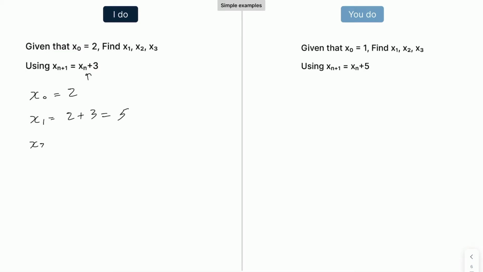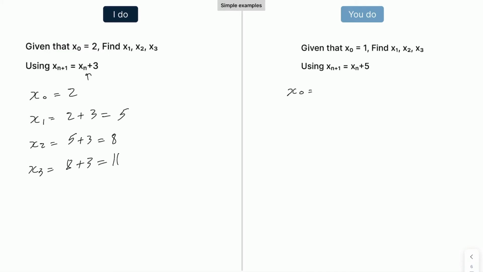Now, to find x2, we're going to use the previous answer. Now, the previous answer here was 5, so that's going to be 5 plus 3. That gives me 8. And finally, to find x3, I'm going to use the previous answer, which in this case was 8. So 8 plus 3, sub that into that same formula, and that gives me 11. So now press pause and have a go at the example on the right.